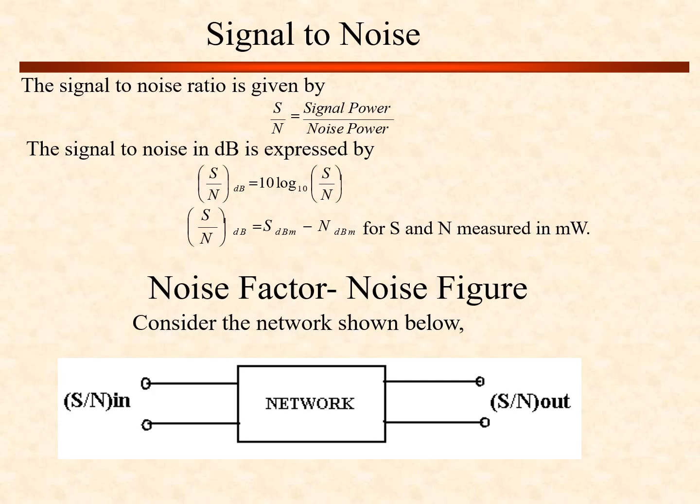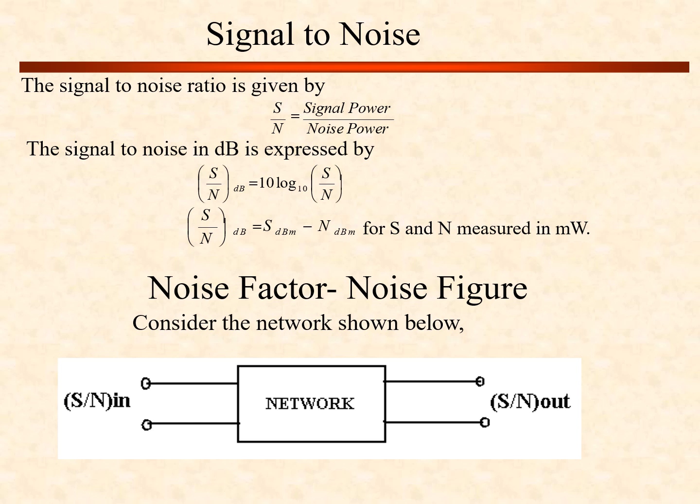Then we are talking about an important parameter of noise. It is called the signal to noise ratio. Signal to noise ratio is equal to the ratio of signal power to noise power, S by N. So capital S divided by capital N equals signal power by noise power. We can represent the signal to noise ratio in decibels, that is 10 log base 10 of S by N, where S and N are measured in milliwatts.